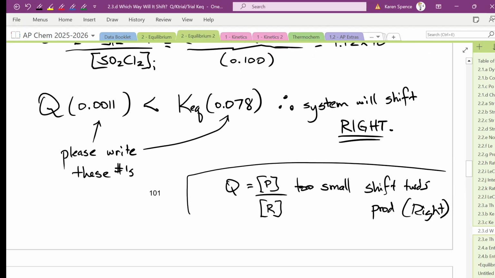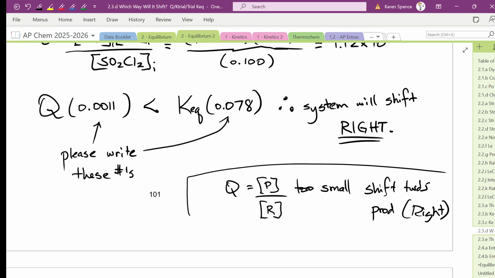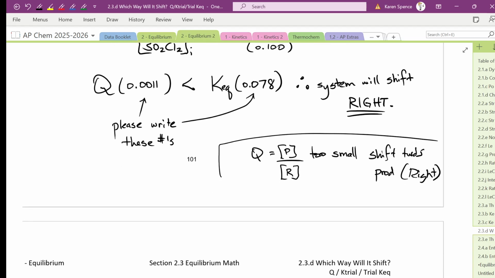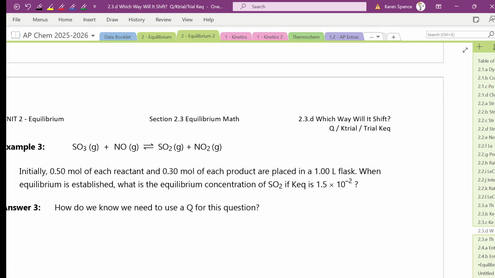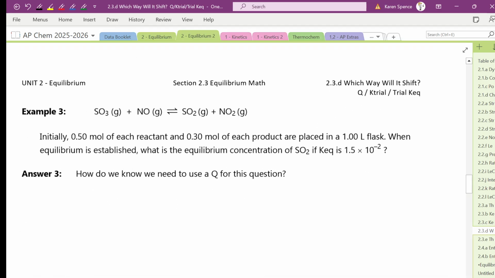And now we have a big bad question on the next page. So I want you to read the question and decide what tools you will need from your toolkit to solve this question.